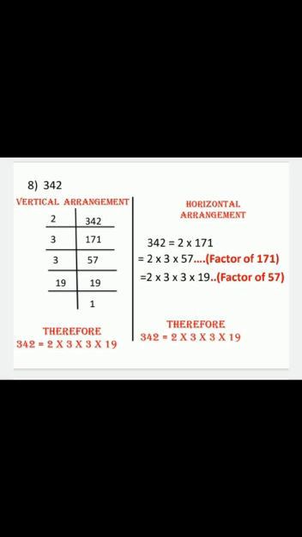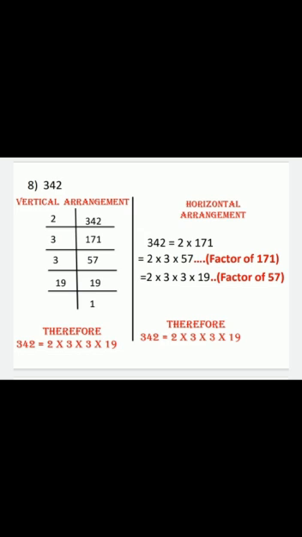8th sum, 342. In vertical arrangement, 2 into 171, then 3 into 57, then 3 into 19, 19 into 1. So the prime factors of 342 is 2 into 3 into 3 into 19.